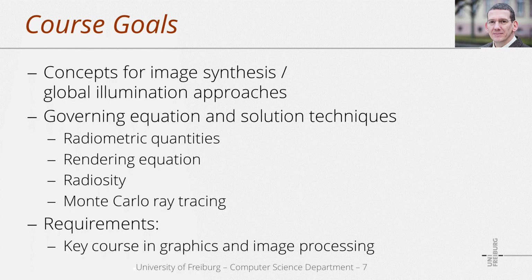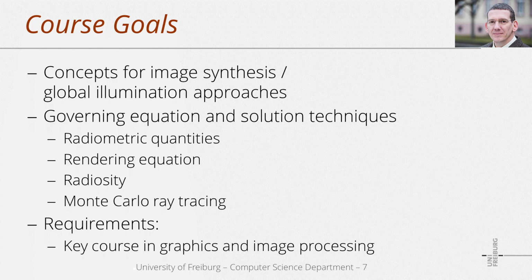Now let's get back to this course and its goals. The main goal of the course is an introduction to various concepts that are used in the synthesis of images. The techniques that we look at are also sometimes called global illumination approaches, which refers to the fact that the concepts try to compute the entire light transport in a scene as accurately as possible. In contrast to simple rendering approaches that only consider illumination from light sources, global approaches also consider illumination that results from the reflection of light from other surfaces.